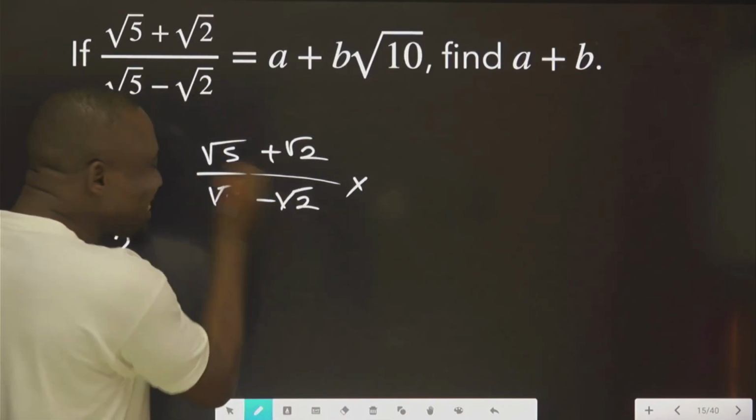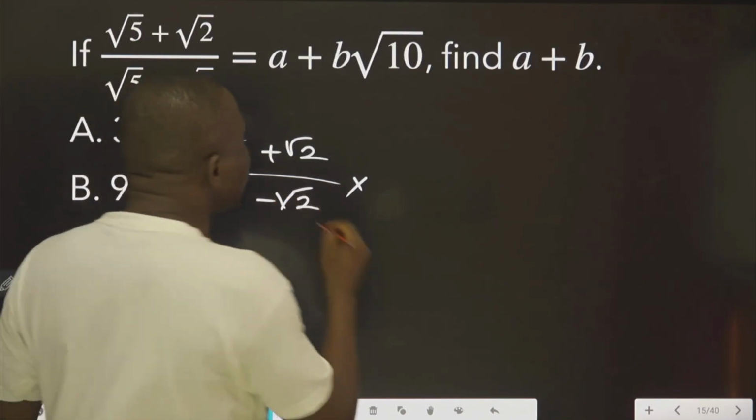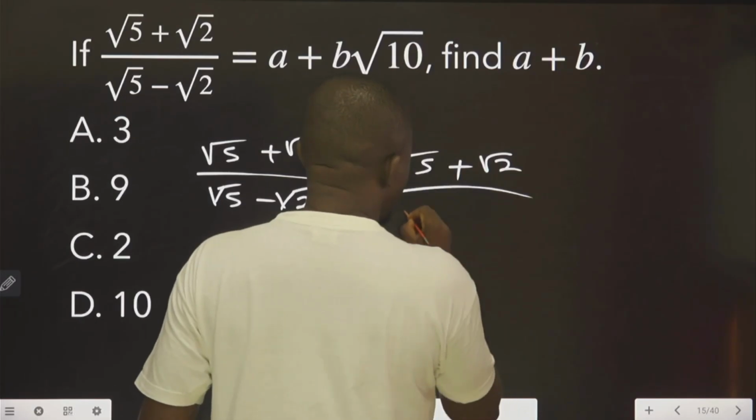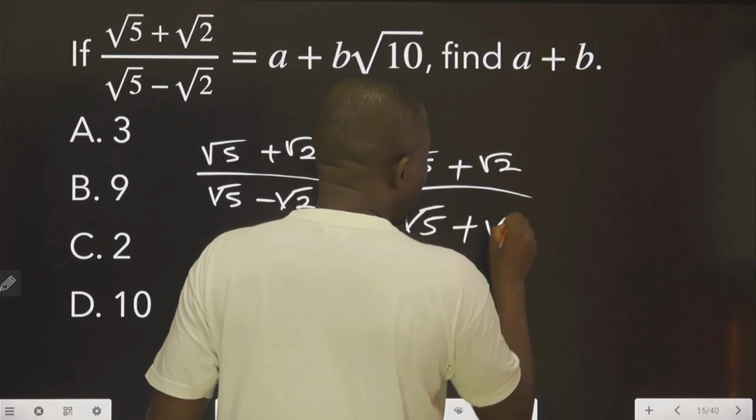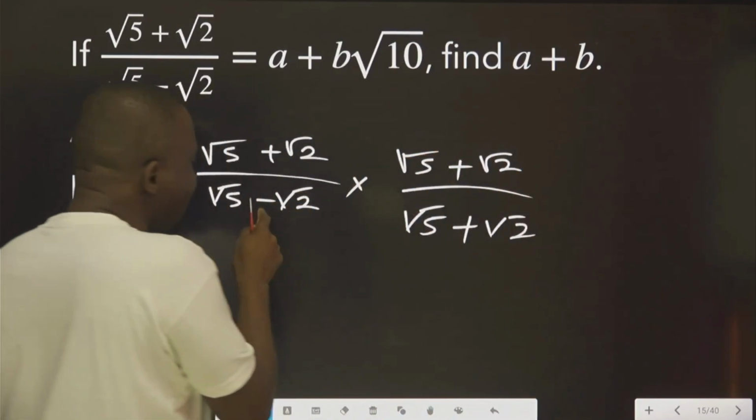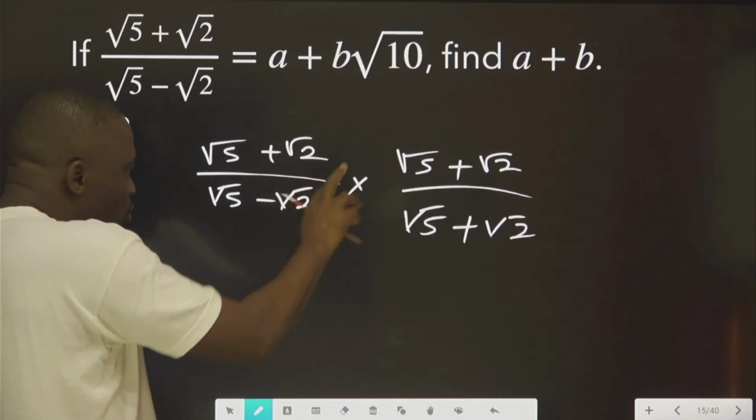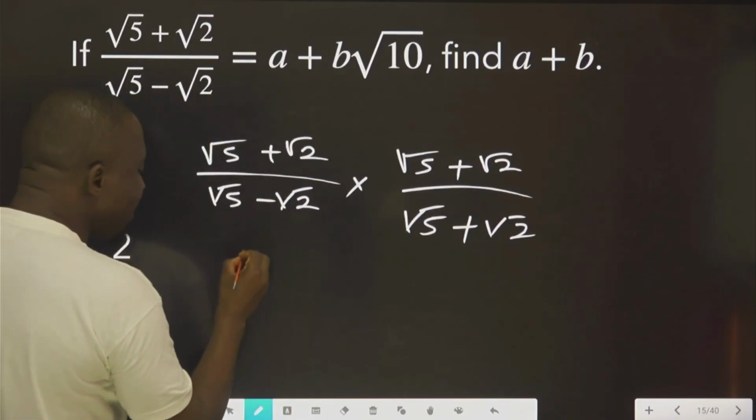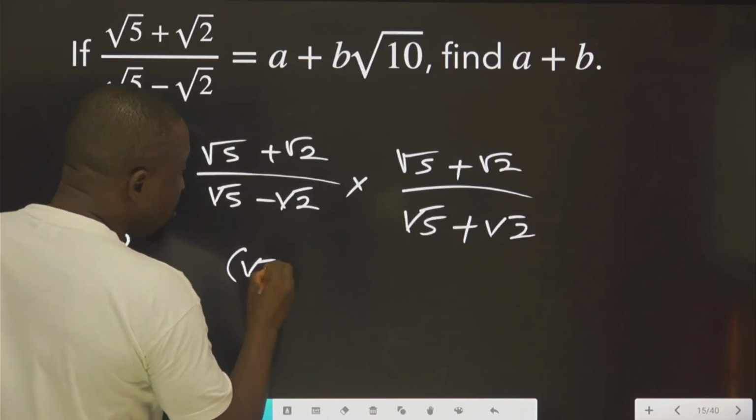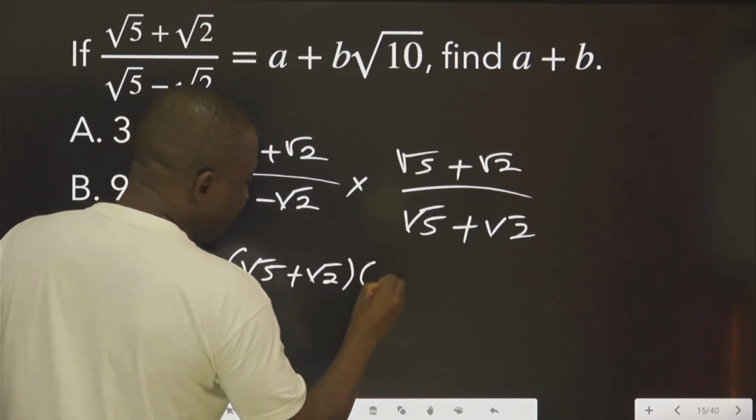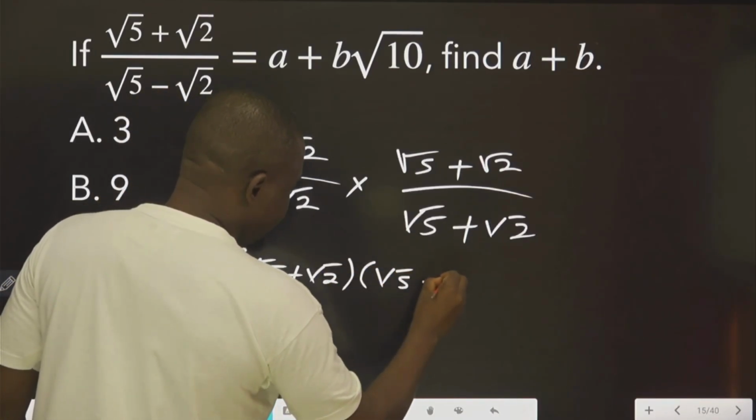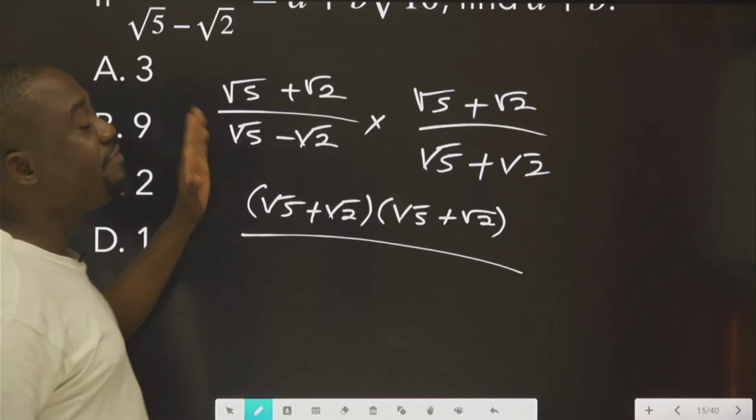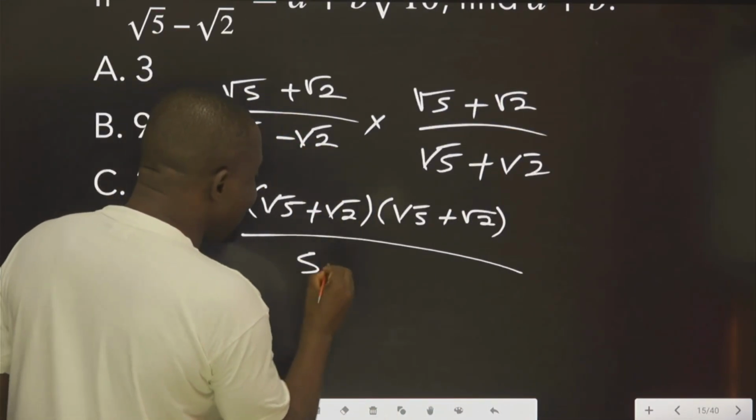Therefore, what is the conjugate of this? The conjugate is the square root of 5 plus square root of 2 over square root of 5 plus square root of 2. So this is the conjugate of this, that is changing this sign to the opposite sign. Then you can work this out now. You agree with me? I can write this numerator like this. For the denominator, this is when you should be very fast now. This is simply 5 minus 2.